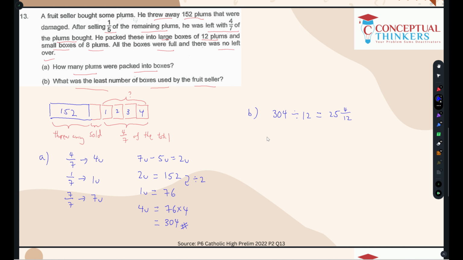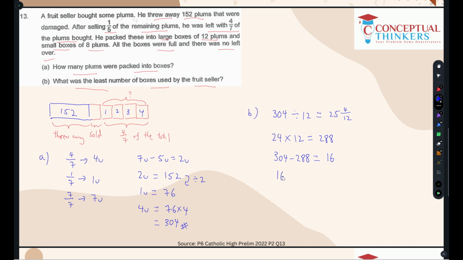So what will happen? If I use 24 boxes, I multiply by 12. I take 24 times 12, and I'm going to get 288. Okay, in terms of the plants. So if I take 304 minus away 288, I'm left with 16. This means that this 16, I have to pack into boxes of 8, and 16 is actually a multiple of 8, so that means that I can actually pack them into 2 boxes.